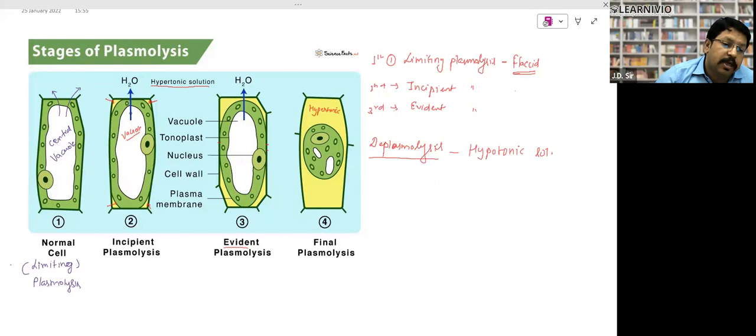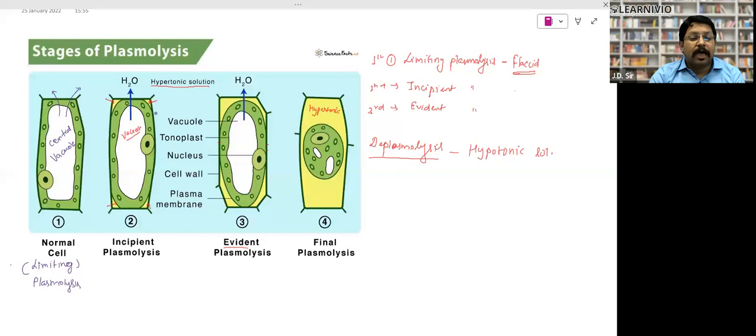Water will keep on coming out from the vacuole if you keep on placing the cell in the higher concentrated solution. So what will happen in the second stage? The protoplasm will start to detach from the corner of the cell wall, right? So space will be created, and this space will get filled with the hypertonic solution.